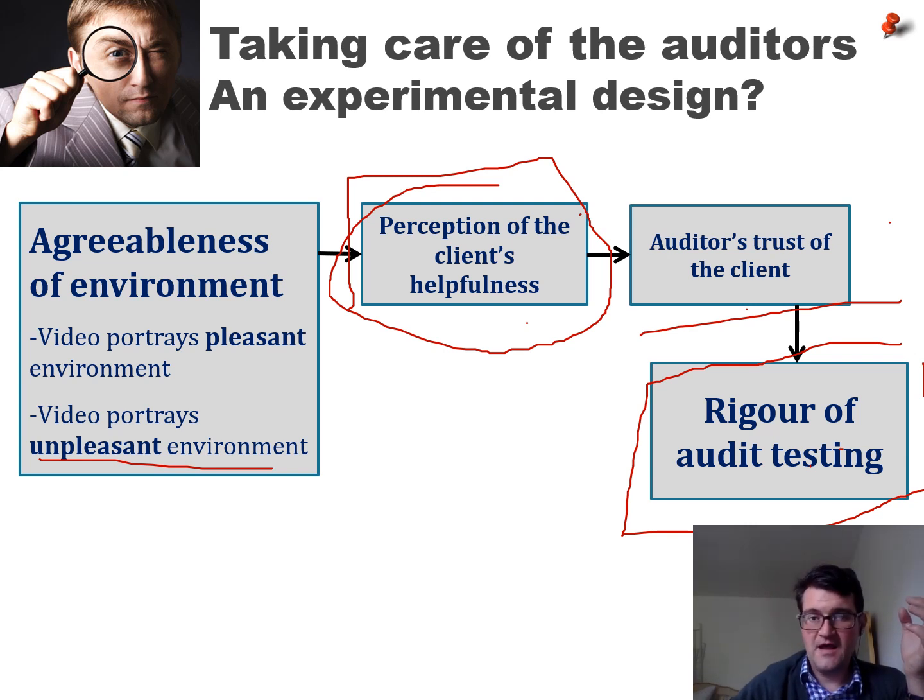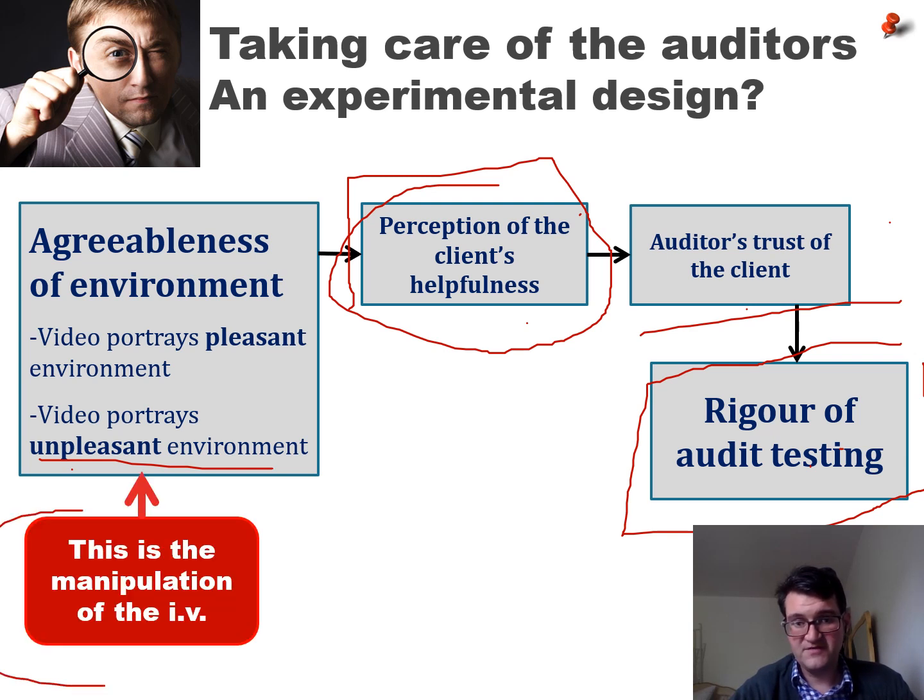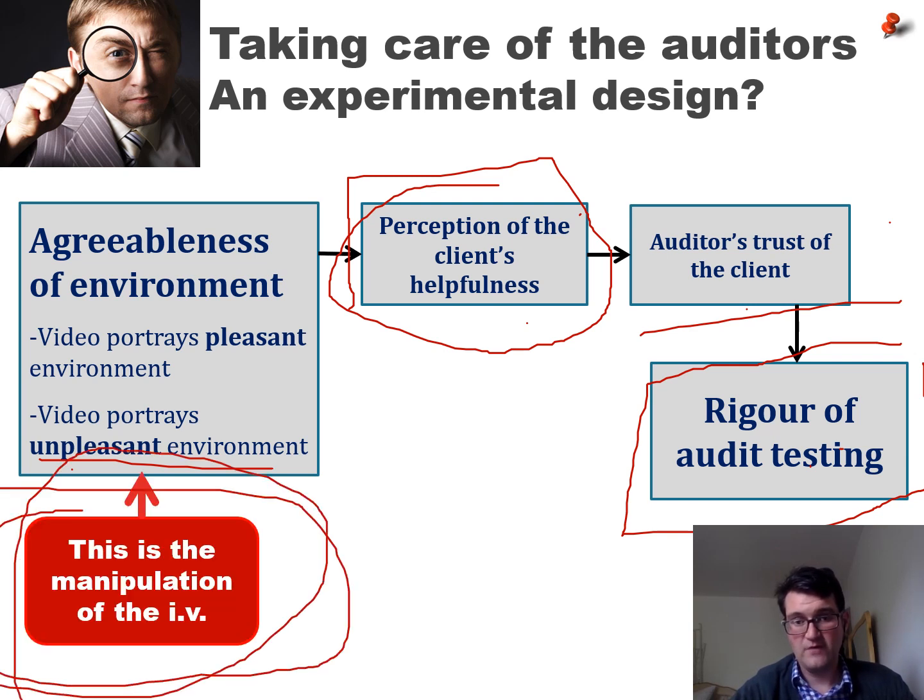Now, again, this is an experiment. The student sample was randomly assigned to whether they saw the pleasant or the unpleasant environment, and then everything else is the same between them. Whether you were in the pleasant or unpleasant condition, you answered the same questions and went through the same procedure. So that's one thing. This is the manipulation of the independent variable, and it is randomly assigned, blinded.